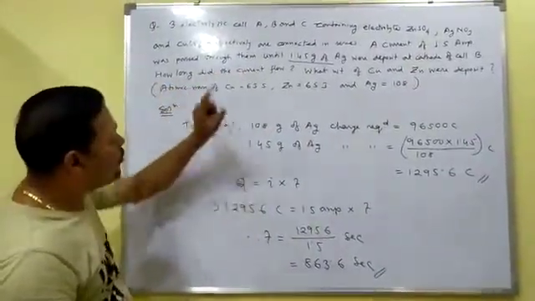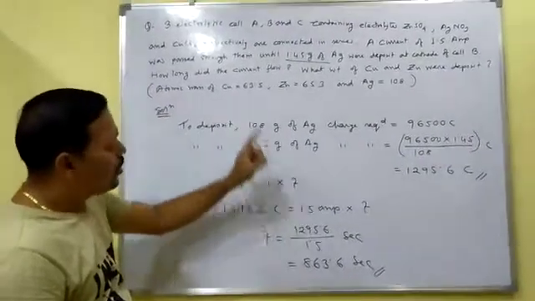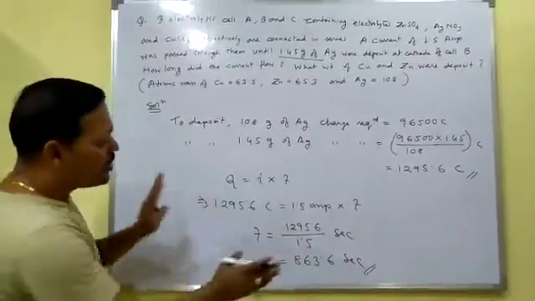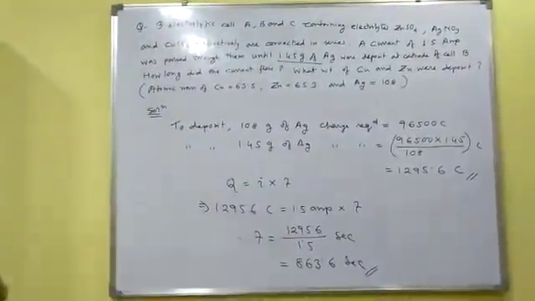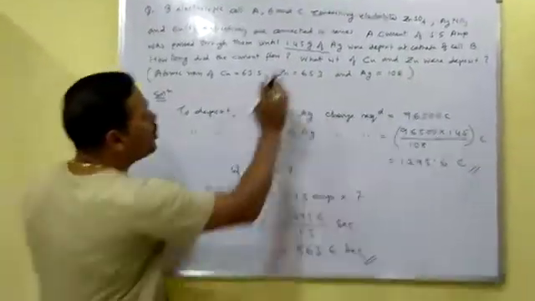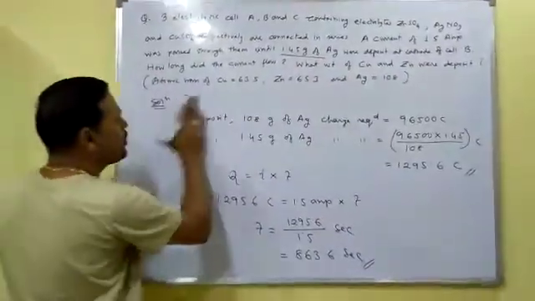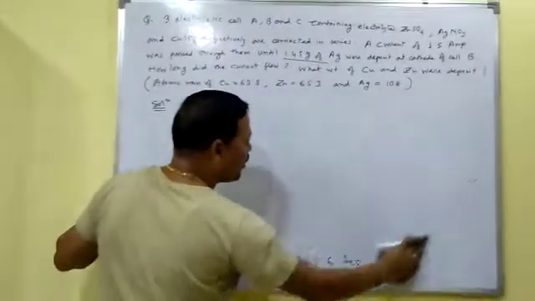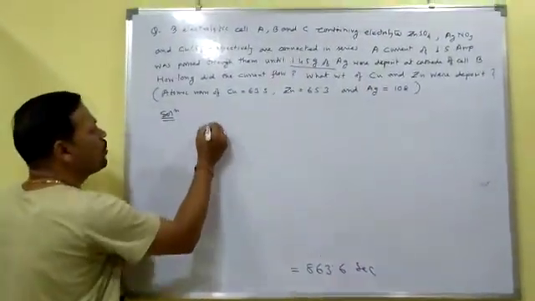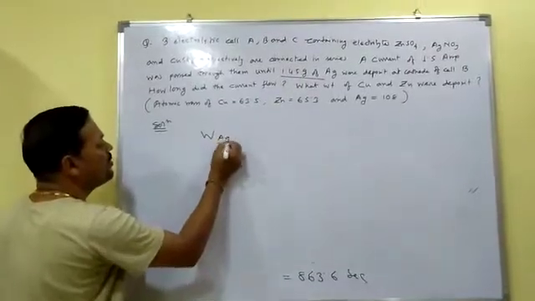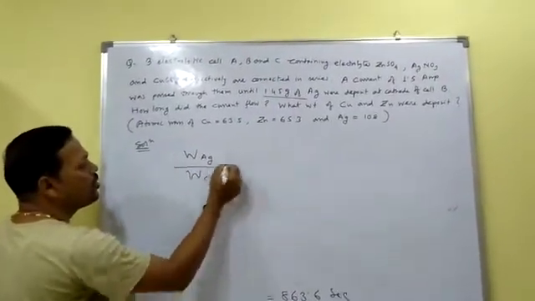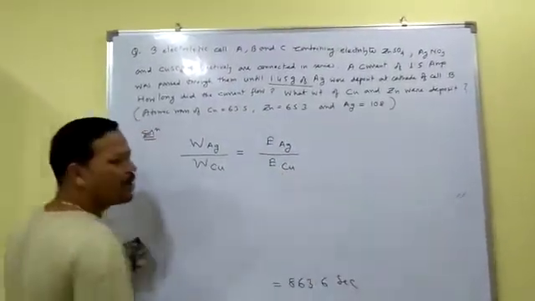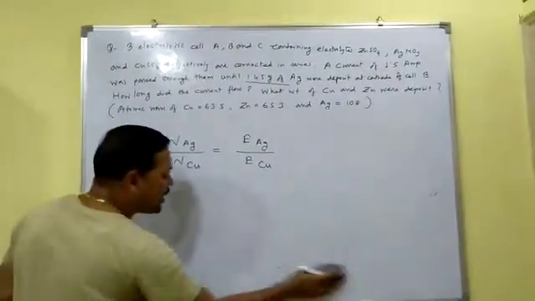So how long did the current flow? We have found the time. The time required to deposit 1.45 gram of silver is 863.6 seconds. So this is one of the answers, the time. Now I'll find out what weight of copper and zinc were deposited. To do this, we will apply the second law of Faraday. Weight of silver divided by weight of copper is equal to equivalent mass of silver divided by equivalent mass of copper. You can apply this formula, which you already have from the second law.